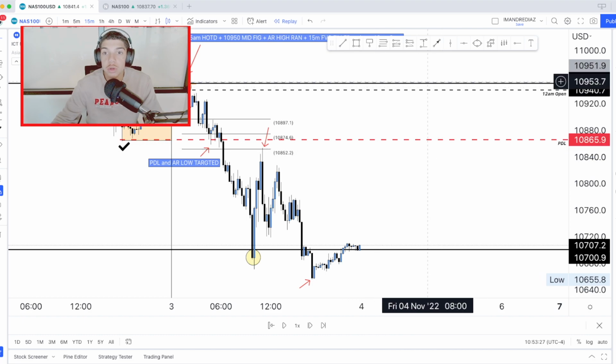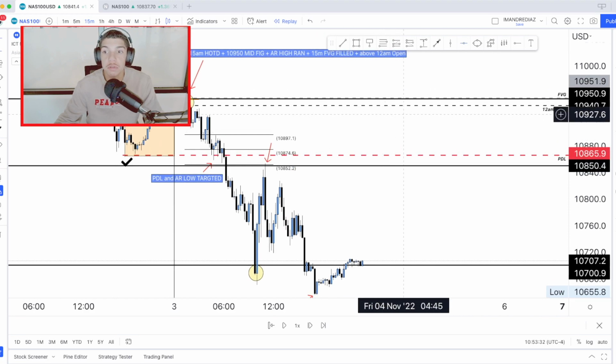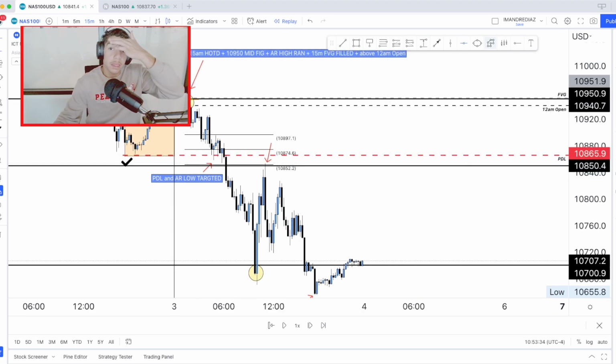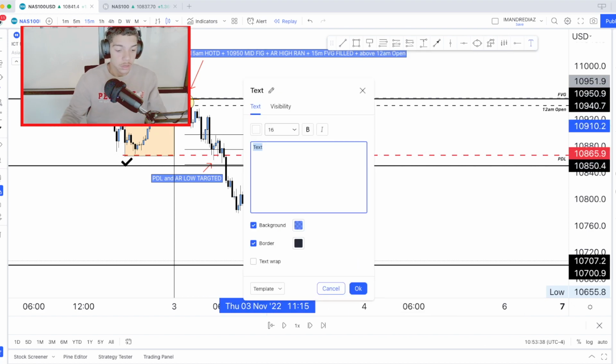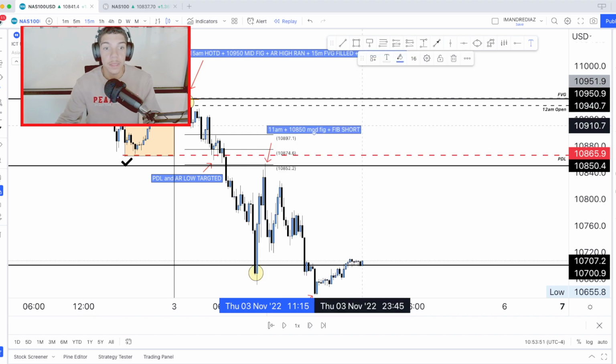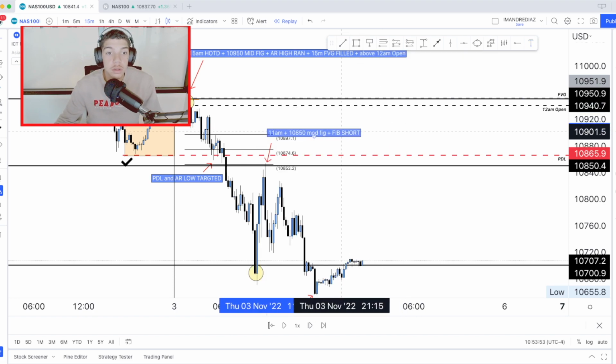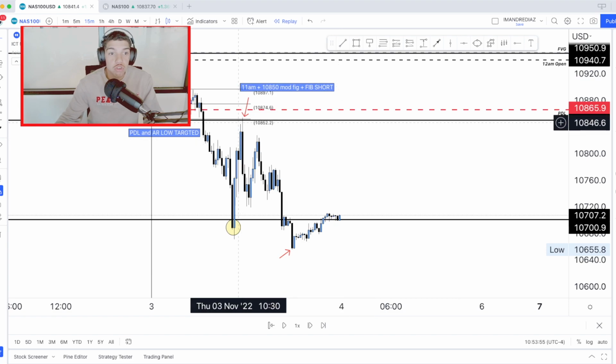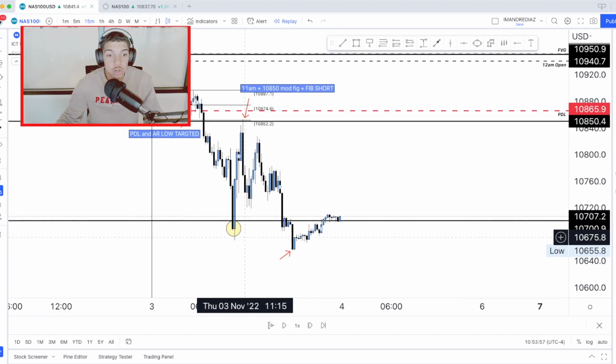We tapped right into another mid-figure level. So this is the second mid-figure price traded off of today. We traded off of 950, and now we're trading off of 850. So let's annotate this. And also, what time did this happen? At 11 a.m. So at 11 a.m., we had 10,850 mid-figure projection, along with the fib short rejection.